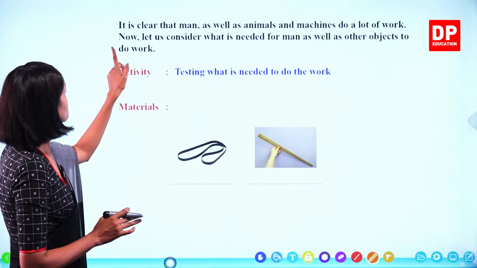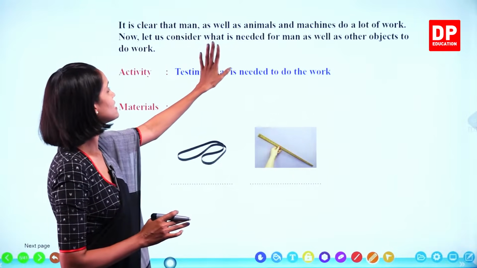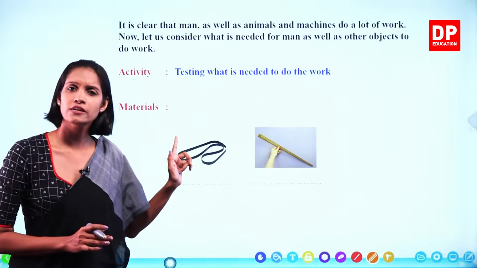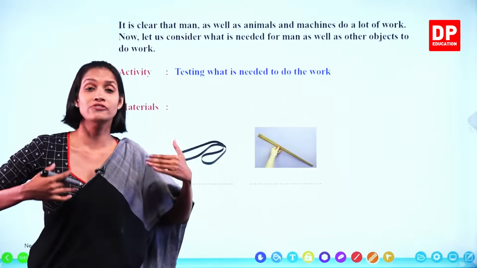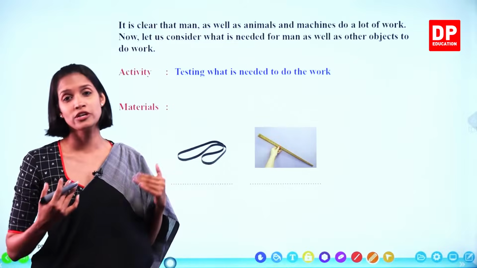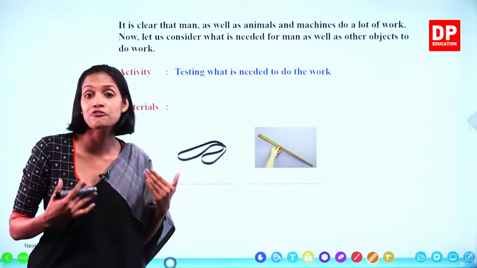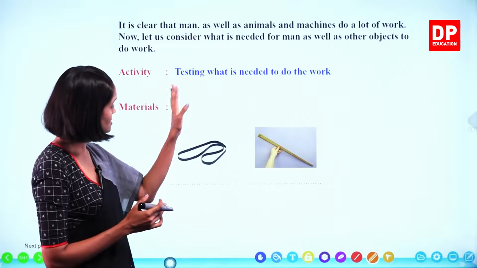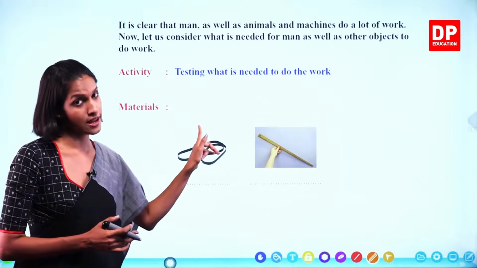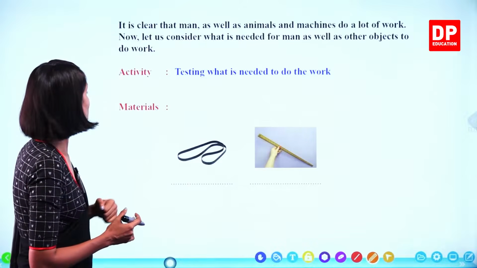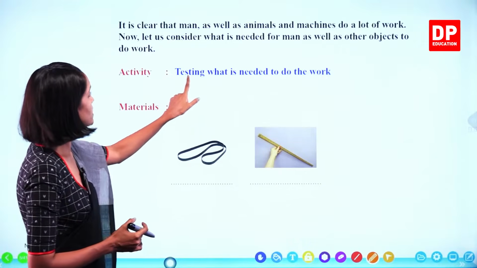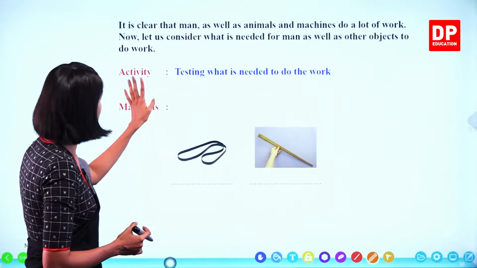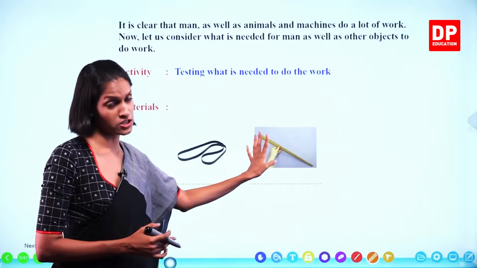Right, children? So now let us consider what is needed for man as well as other objects to do work. So we discussed that we engage in a lot of activities during our day-to-day lives. We do a lot of work. What do we need to do work, children? Now this activity we are going to do to understand that, okay? So the activity is testing what is needed to do the work, right? So what are the materials? What are the things we need, children?